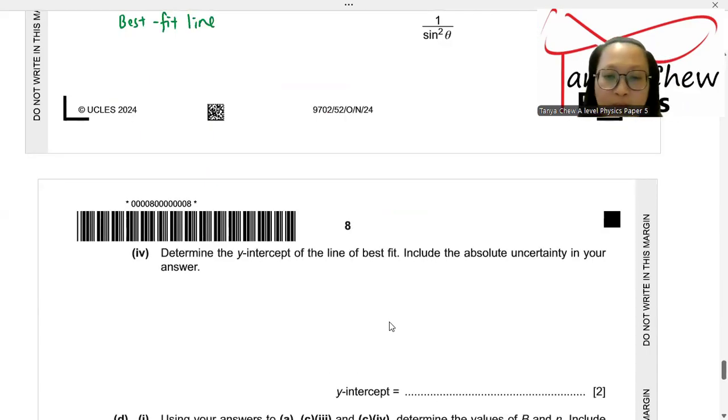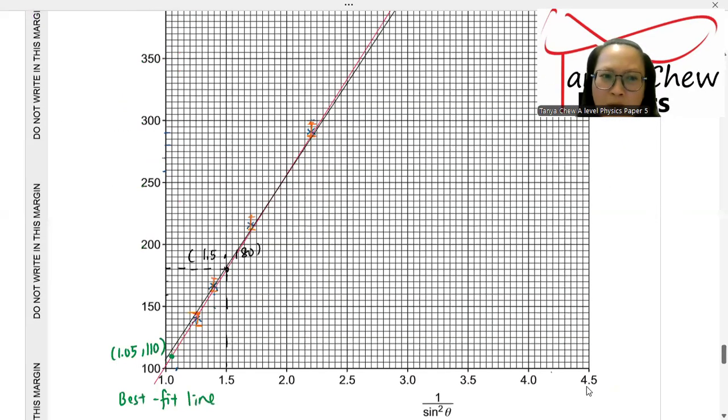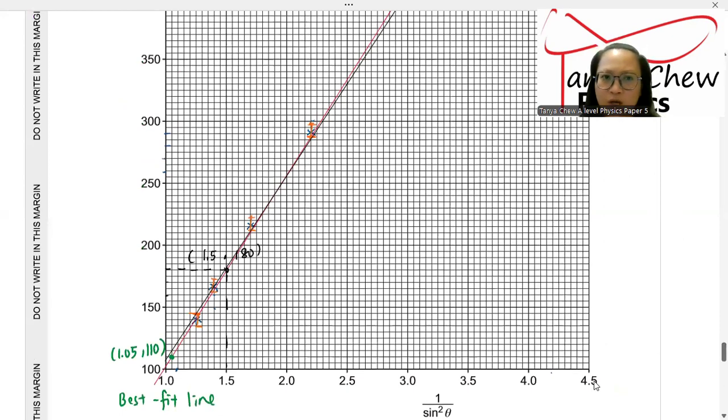Determine the y-intercept of the line of best fit, include the absolute uncertainty in your answer. Now, I'm so sorry to tell you that you cannot read out from the graph. You know why? Because your y-axis does not start from 0. Unless your y-axis itself starts from 0, then you can take that as your y-intercept. Right? So if we cannot read off from the graph, what are we supposed to do?